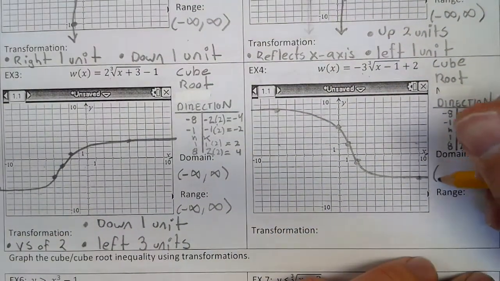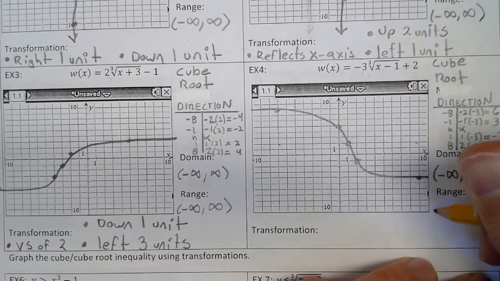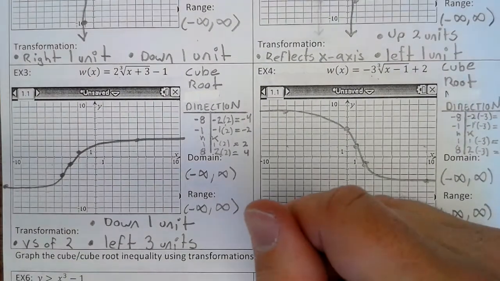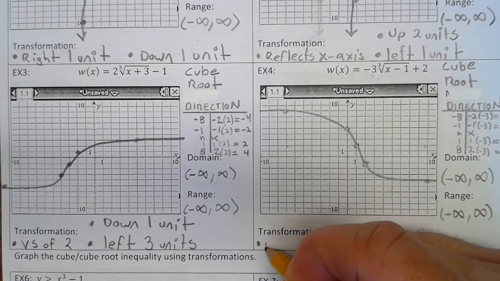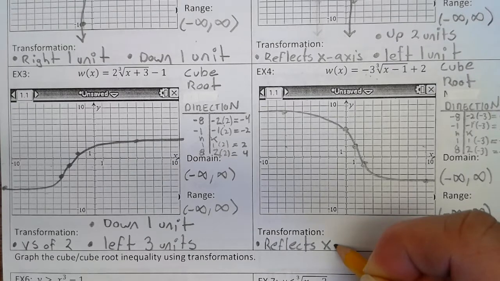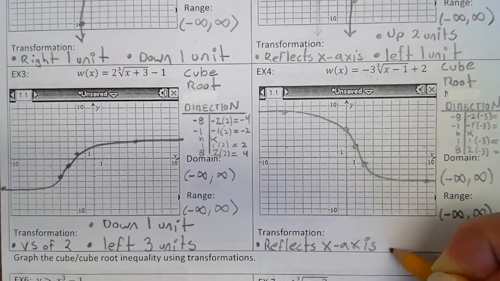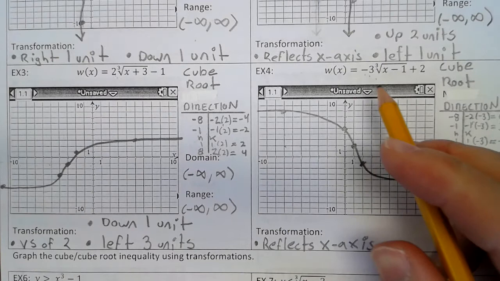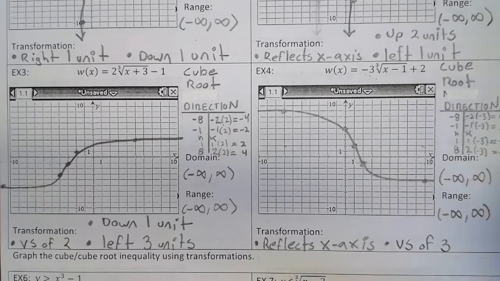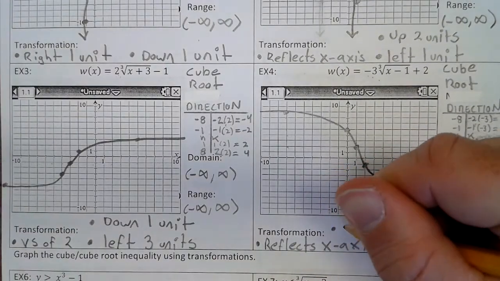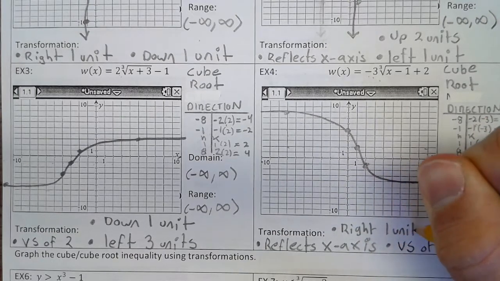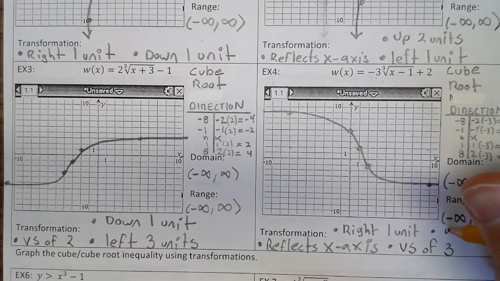Okay, so we know our domain is -infinity to +infinity and our range is -infinity to +infinity. Transformations. The negative means it reflects over the x-axis. The 3 is a vertical stretch of 3. And then the -1 is right 1 unit. And +2 is up 2 units.